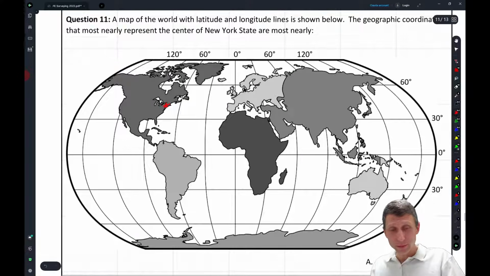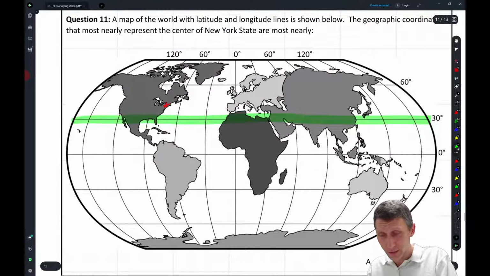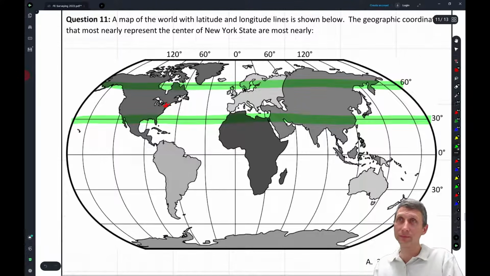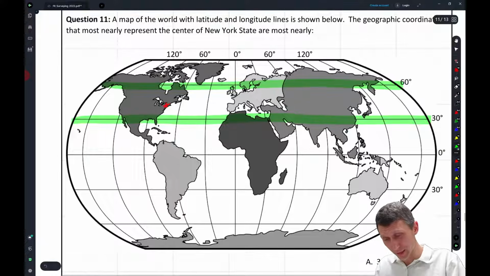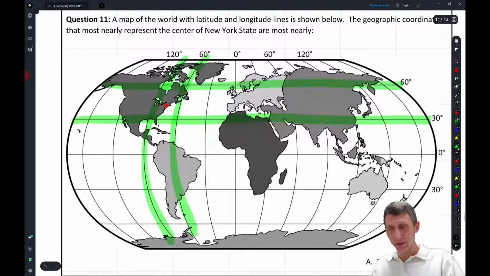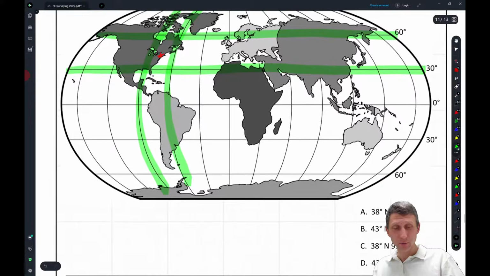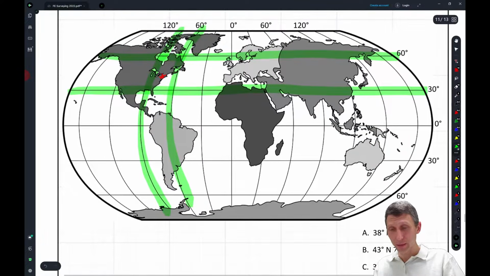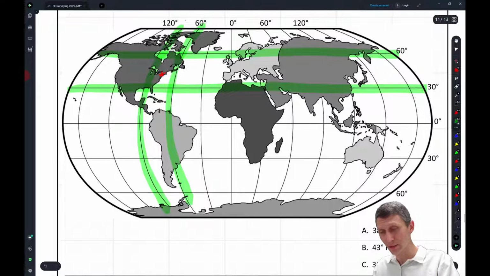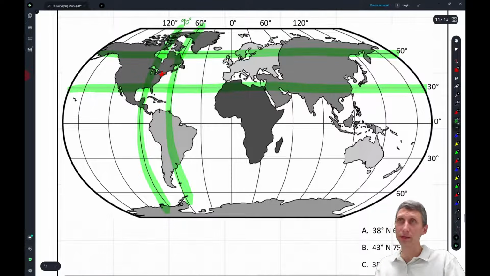So let me just highlight some lines. We've got this line here, which is a 30-degree line. We've got this line here, which is a 60-degree line. We've got 60 degrees coming down. We've got 90 degrees coming down here, right? So where are we? Well, we're kind of halfway between 30 and 60, which would mean we're probably in this 43 range, right? We're kind of halfway between 40 and 30 and 60, and we're kind of halfway between 60 and, don't screw this up, this isn't 120, this is actually 90, so not all of them are labeled.